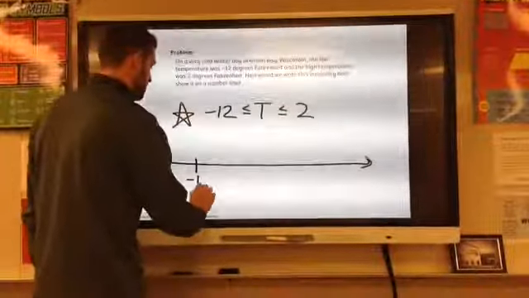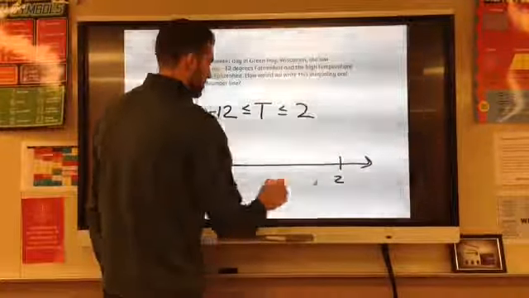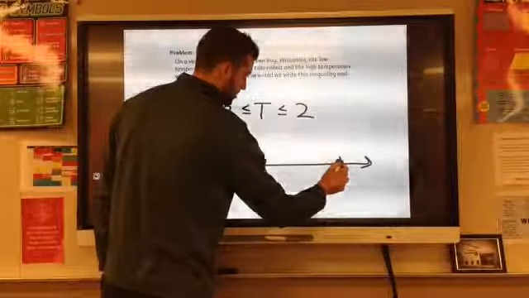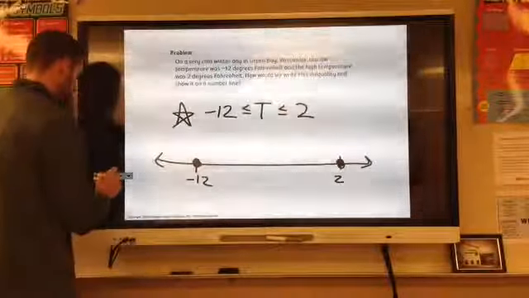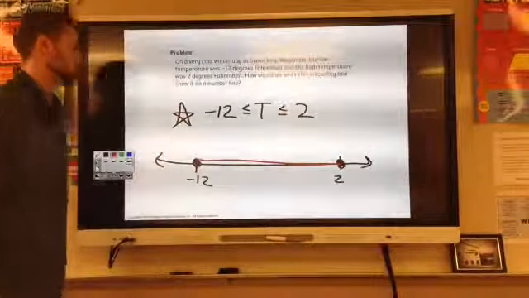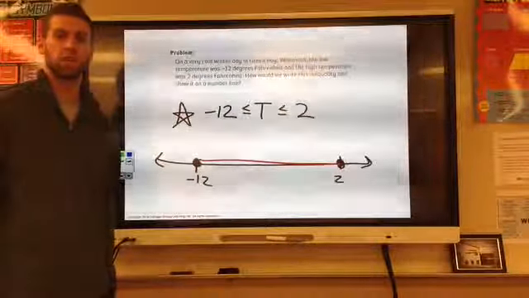And then on a number line, here's negative 12. Here's 2. I'm going to put closed circles here. Closed circle, because I have an equal sign. And boom. Done. Just like that. That's all you guys got to do today.